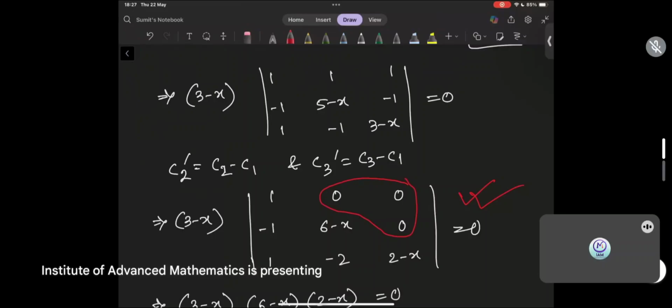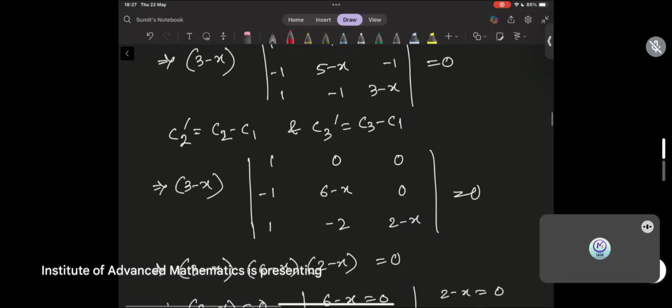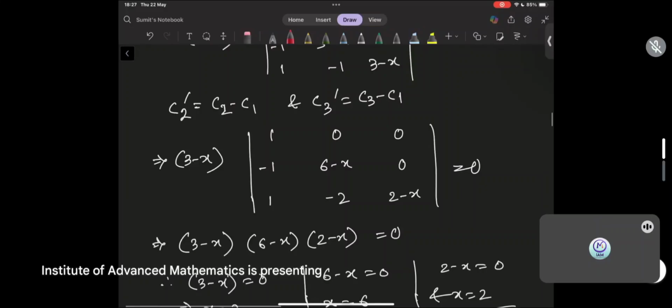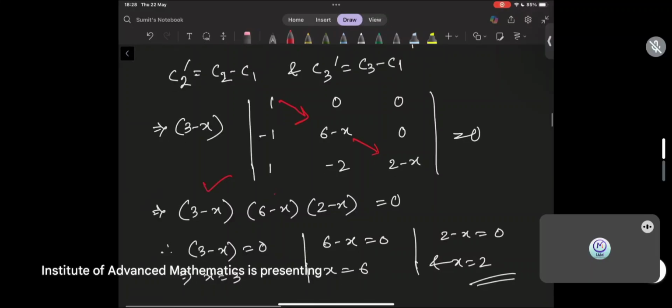That means if you consider it as a principal diagonal, any one side of the principal diagonal is 0. যখনই এটা আসবে, that when you get the other side of the principal diagonal is 0, তখনই তুমি করবে যে you will multiply every element of the diagonal. So every element of the diagonal means 1, then 6 minus x, and then 2 minus x. This will be multiplied. So we have 3 minus x into 6 minus x into 2 minus x equal to 0. Clear?